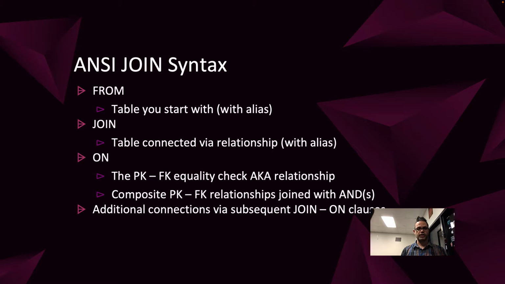Then we have our on clause. This is where I specify the match between the primary key of one table matching the foreign key of the other table, or if it's a composite primary key, the primary key and the foreign key matching up like this. So if you have that, you have to make sure they're separated with an and clause. Again, if I have multiple tables I'm looking with, each additional table will have an additional join on clause attached to it. So it's not just join, it's join on, because you need both clauses to make that happen.